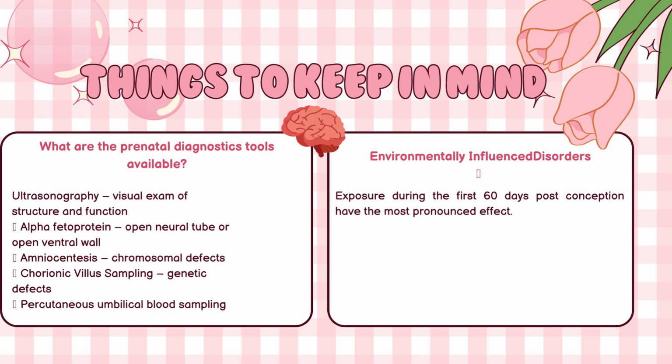Environmentally influenced disorders. Keep in mind that exposure during the first 60 days post-conception has the most pronounced effect. Basically, when you're a baby, those first 60 days, if something happens to you, that's what's going to shape you.